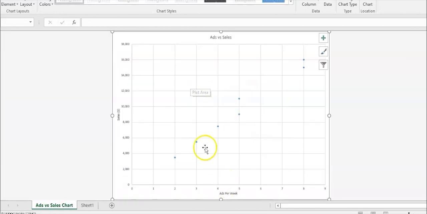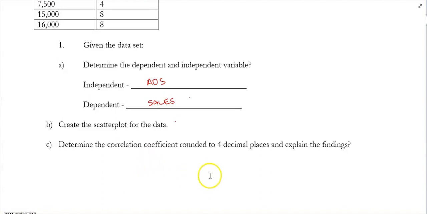And hit enter. And there we go. So now we have our scatter plot put together. We'll come back to this in a minute. So next, let's go and answer some more questions. It asks to determine the correlation coefficient rounded to 4 decimal places and explain the findings.